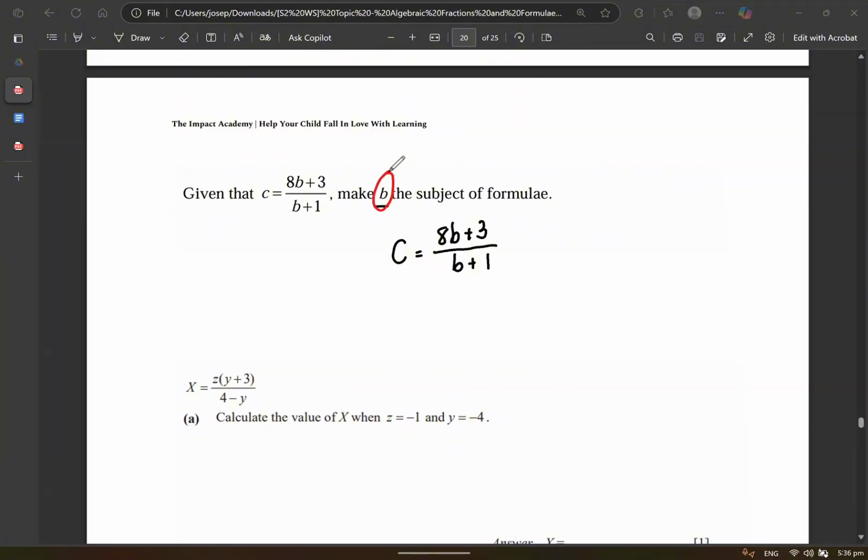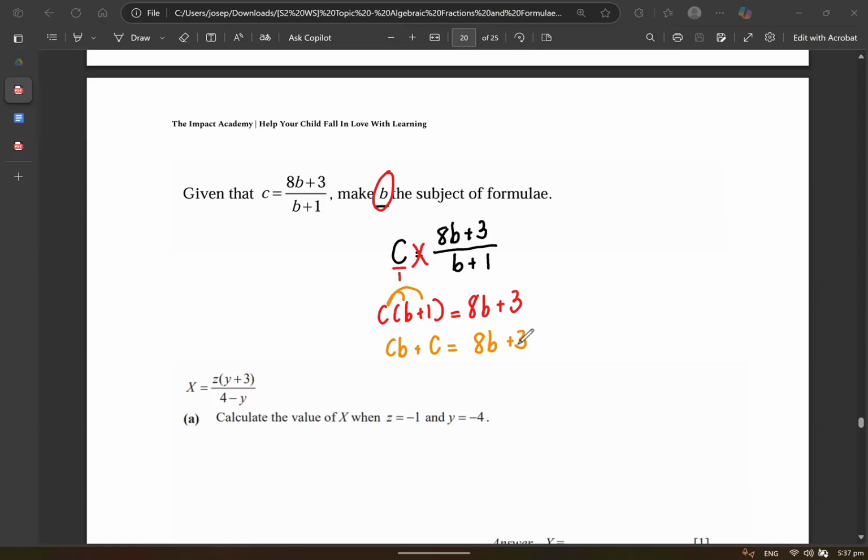If you want to isolate B, what you're going to do right now is cross multiply first. So C(B + 1) equals 8B + 3. Then you want to expand accordingly. Why do you expand? Because you want to remove away the bracket with the 1, right? So CB + C is equal to 8B + 3.